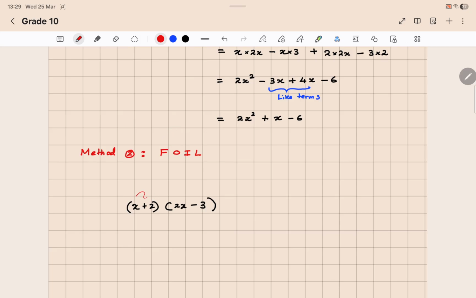FOIL means F means first, multiply the first terms, so you get what? X into 2x plus, next, what's the next letter? O. That means outside terms. What are the two outside terms? X and minus 3. X times minus 3.